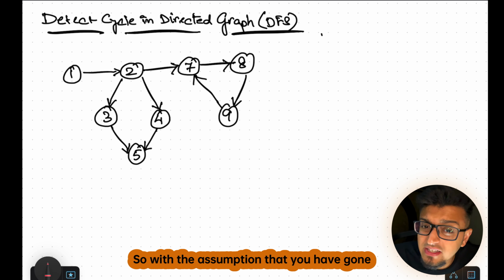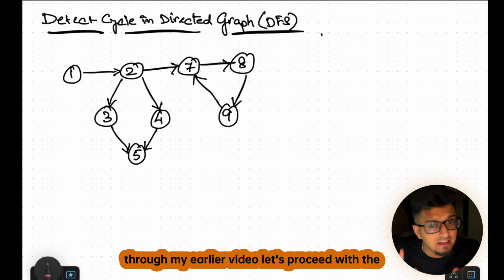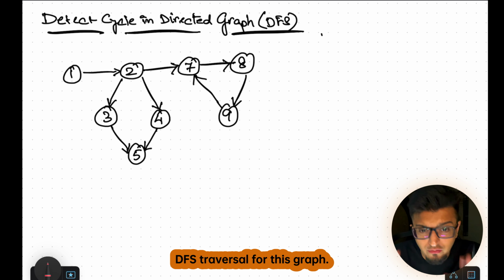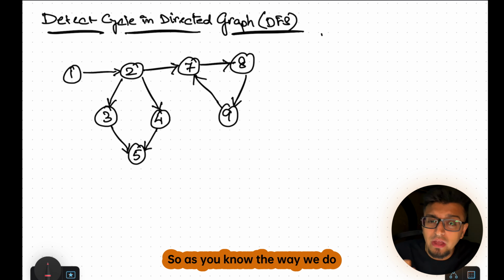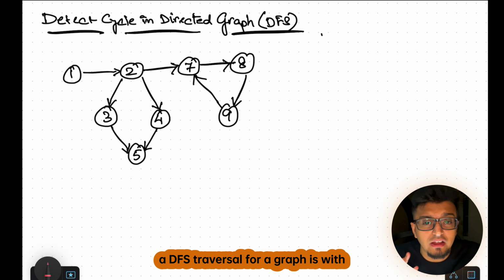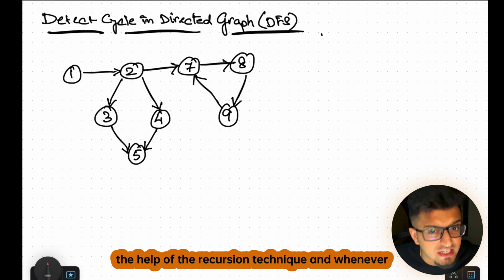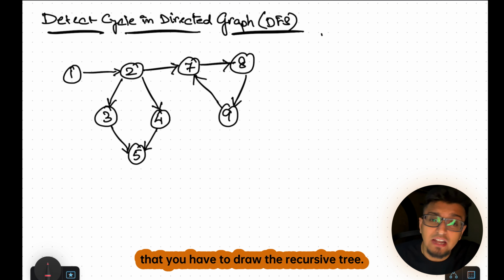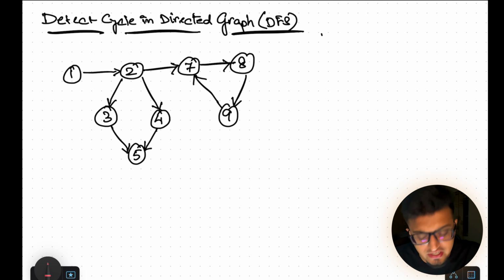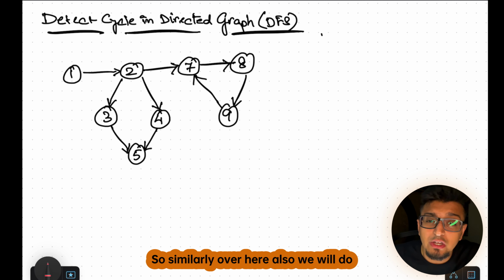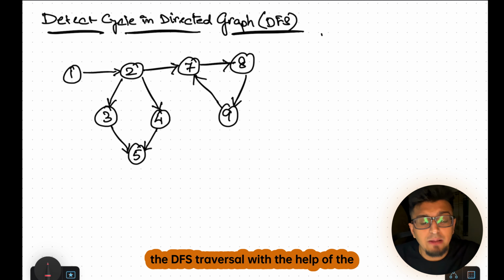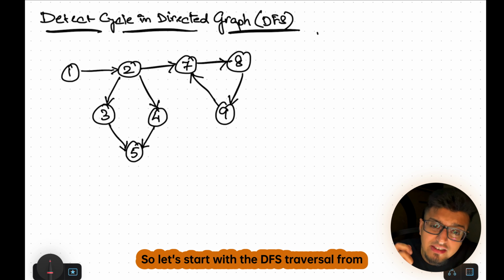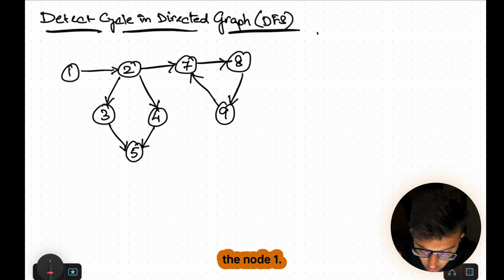So with the assumption that you have gone through my earlier video, let's proceed with the DFS traversal for this graph. As you know, the way we do a DFS traversal for a graph is with the help of the recursion technique. And whenever we are talking about recursion, it means you have to draw the recursive tree. So similarly over here also, we will do the DFS traversal with the help of the recursive tree. So let's start with the DFS traversal from node 1.